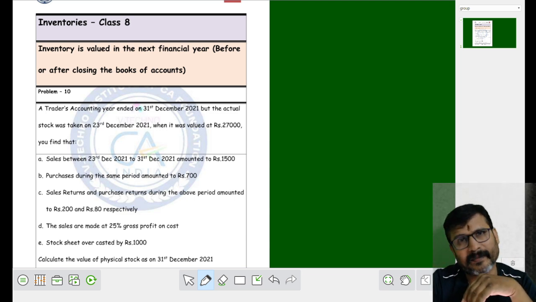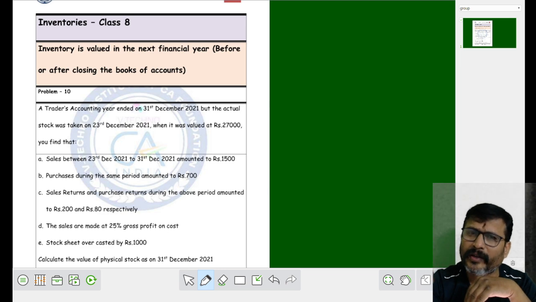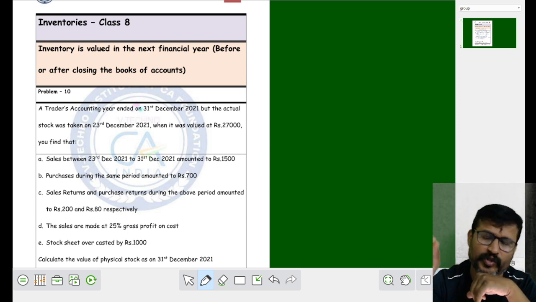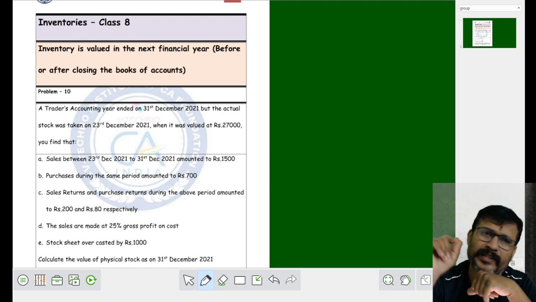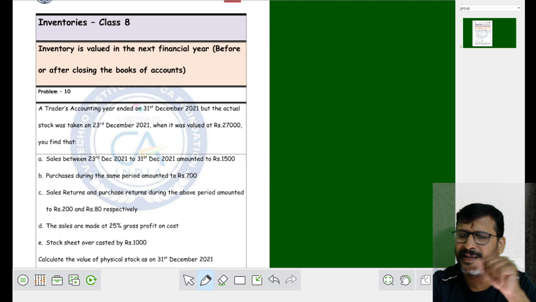Goods sent on consignment is to be valued at cost price only for the unsold goods. Take it in such a place where the amount of stock is written.